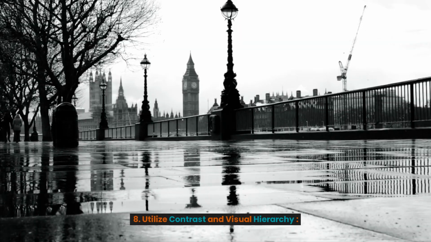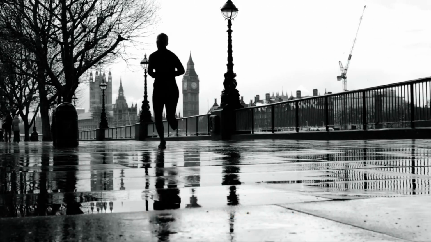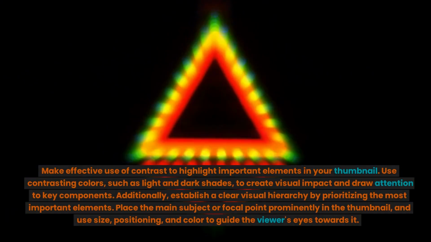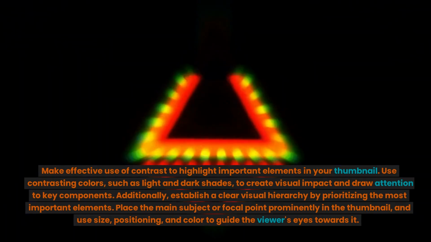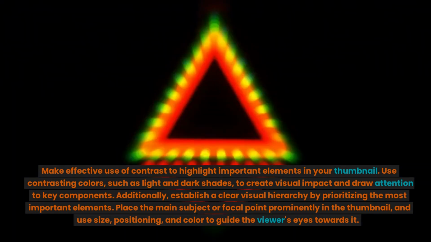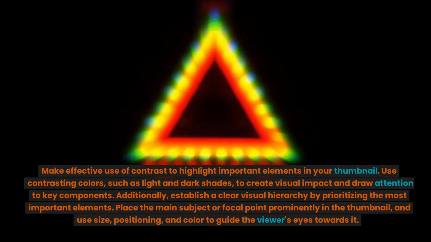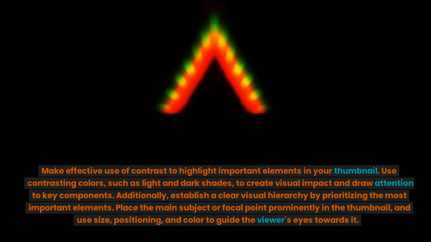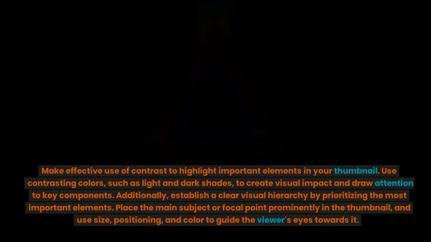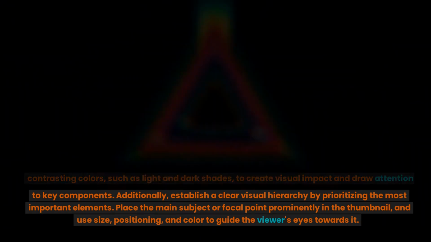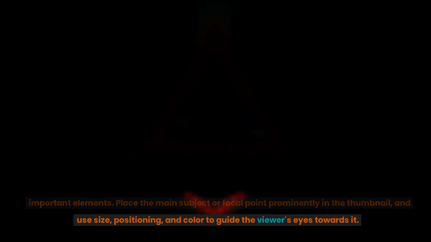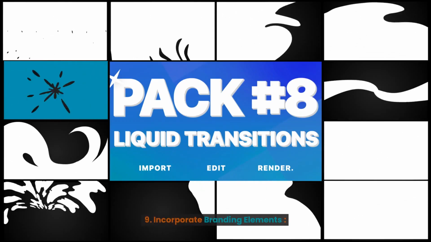8. Utilize contrast and visual hierarchy. Make effective use of contrast to highlight important elements in your thumbnail. Use contrasting colors, such as light and dark shades, to create visual impact and draw attention to key components. Additionally, establish a clear visual hierarchy by prioritizing the most important elements. Place the main subject or focal point prominently in the thumbnail, and use size, positioning, and color to guide the viewer's eyes towards it.